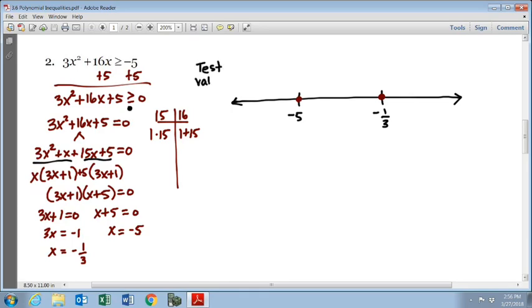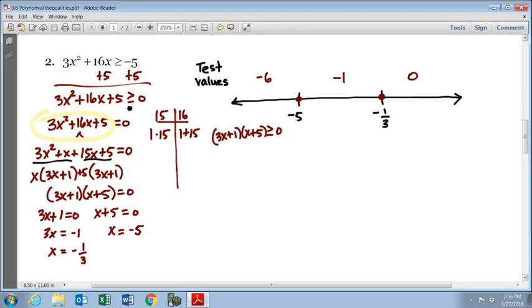So let's see, we need to choose some test values. Negative 6 would be a good choice. Between negative 5 and negative 1/3, negative 1 would be a nice choice. Again, you could choose any number in the interval. And then something bigger than negative 1/3, let's go ahead and use 0. And so we want to know when our polynomial is greater or equal to 0. Again, you could use this 3x squared plus 16x plus 5 greater or equal to 0.